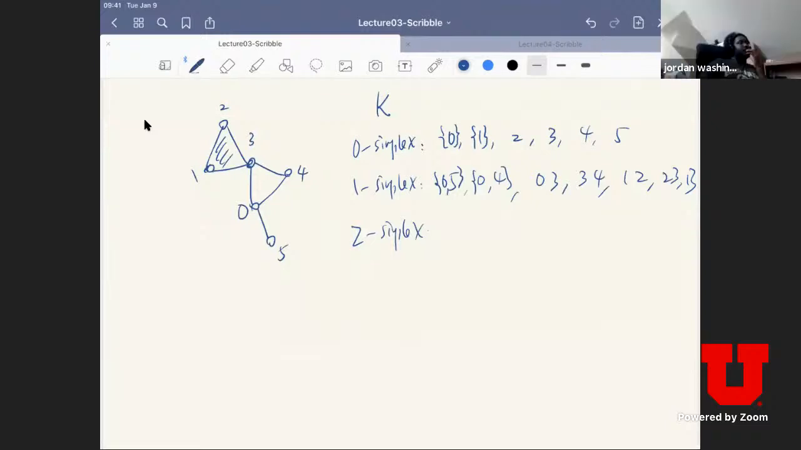The faces or the triangles. How many are there? There's only one. This means shading. This one is not shaded, so it's not a triangle. It's just the skeleton. Okay. Gotcha. So it's only 1, 2, and 3.